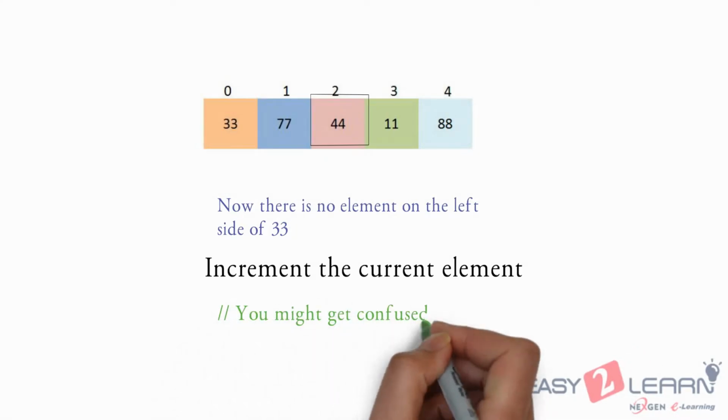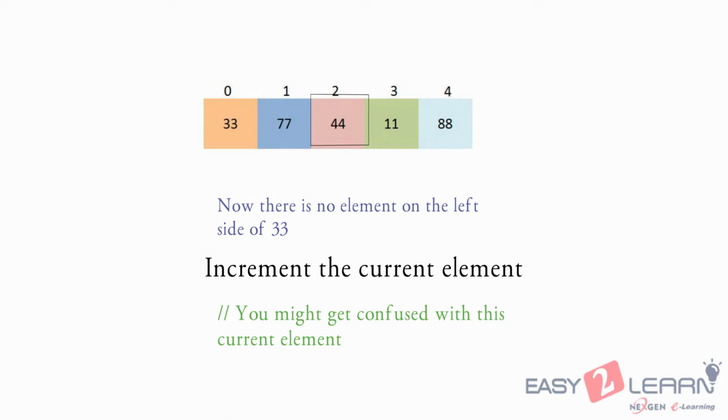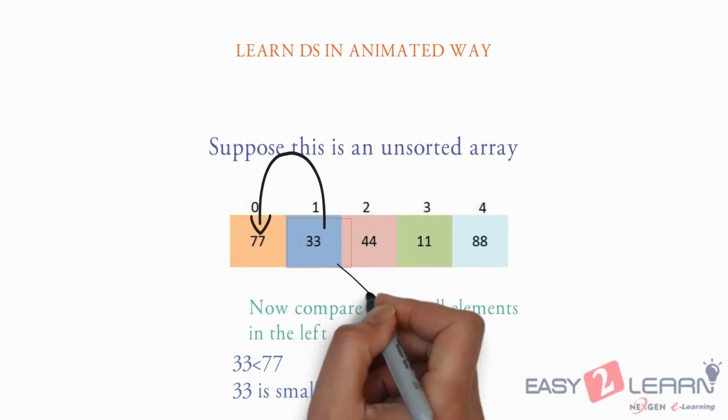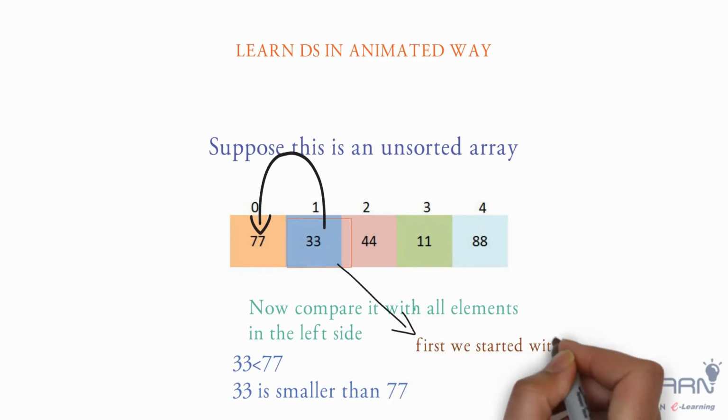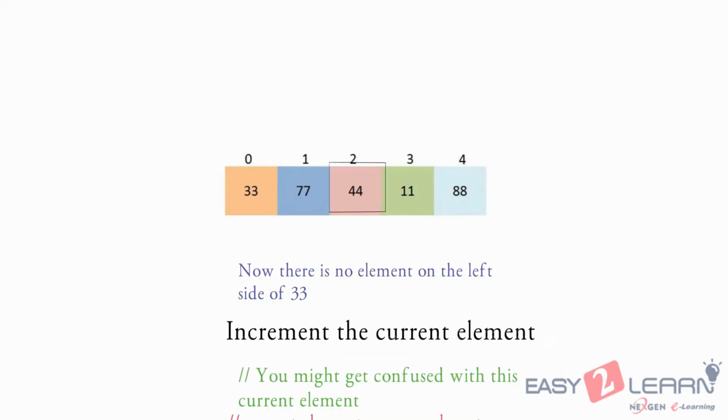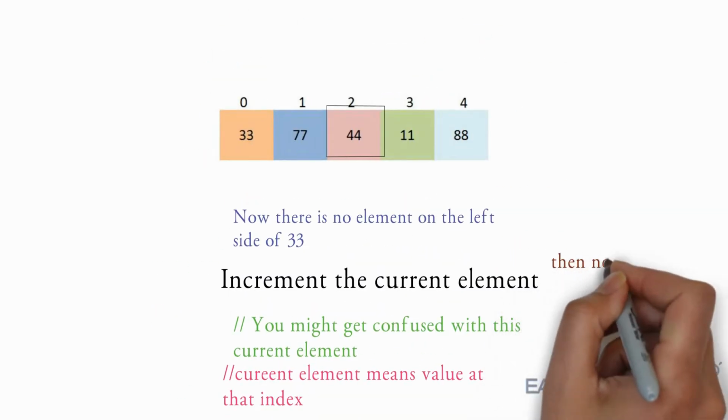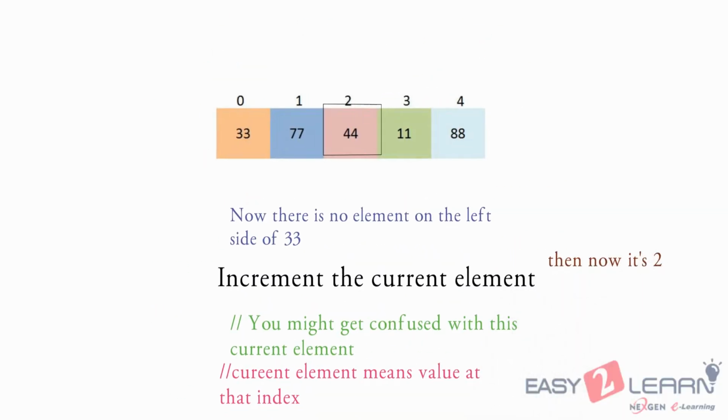You might get confused with this current element. What do you mean by that? Very simple. Current element means the value at that index. Now first we started with index 0, then 1. Now it's index 2.